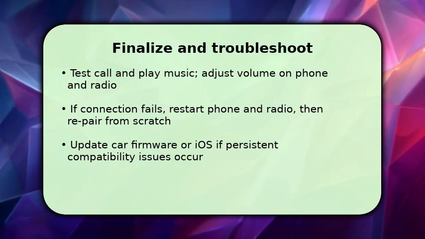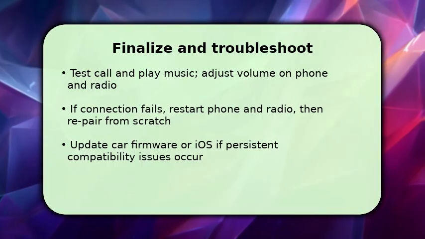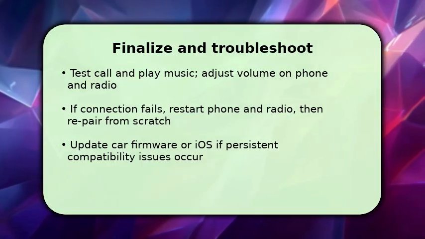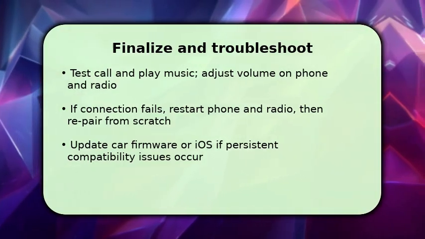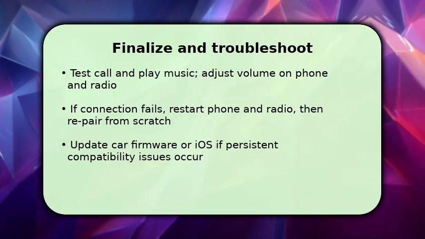You finish by making a quick test. Place a call and play a song to verify both phone audio and media audio work through the radio. If sound is low, adjust volume on both devices and confirm the radio input is set to Bluetooth.